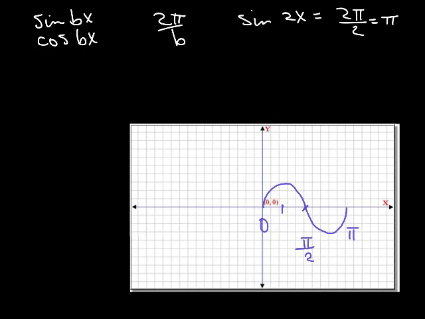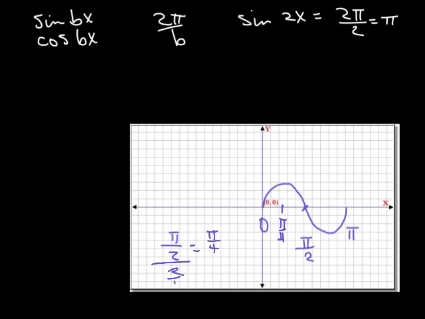Actually it's going to be half the distance between 0 and pi over 2. So half the distance between 0 and pi over 2 would be half of pi over 2. So I would divide that by 2, which would be, flip it over, multiply, pi over 4. So that distance would be pi over 4.